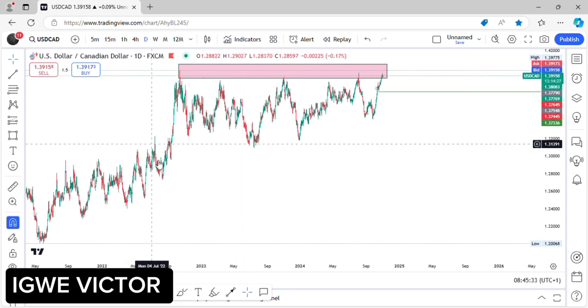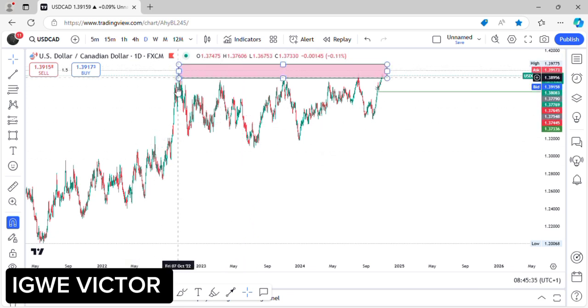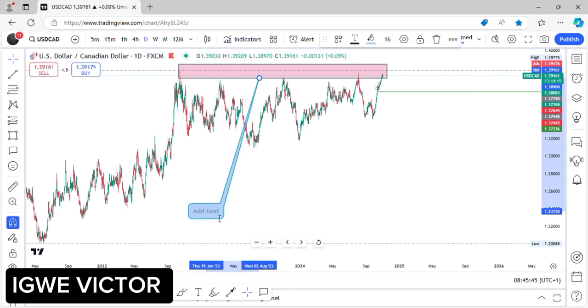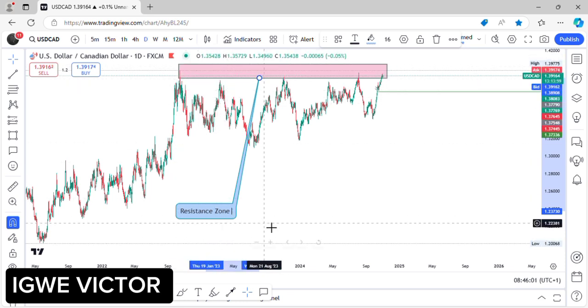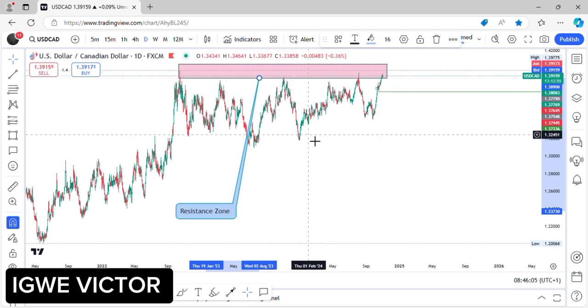You can see how whenever price gets to this point, this is a resistance. This is a resistance zone. Whenever price gets to that zone, sellers always come into the market and drop it down. Price gets to that zone again, sellers jump in and drop it down. Price came back again and dropped back down again.